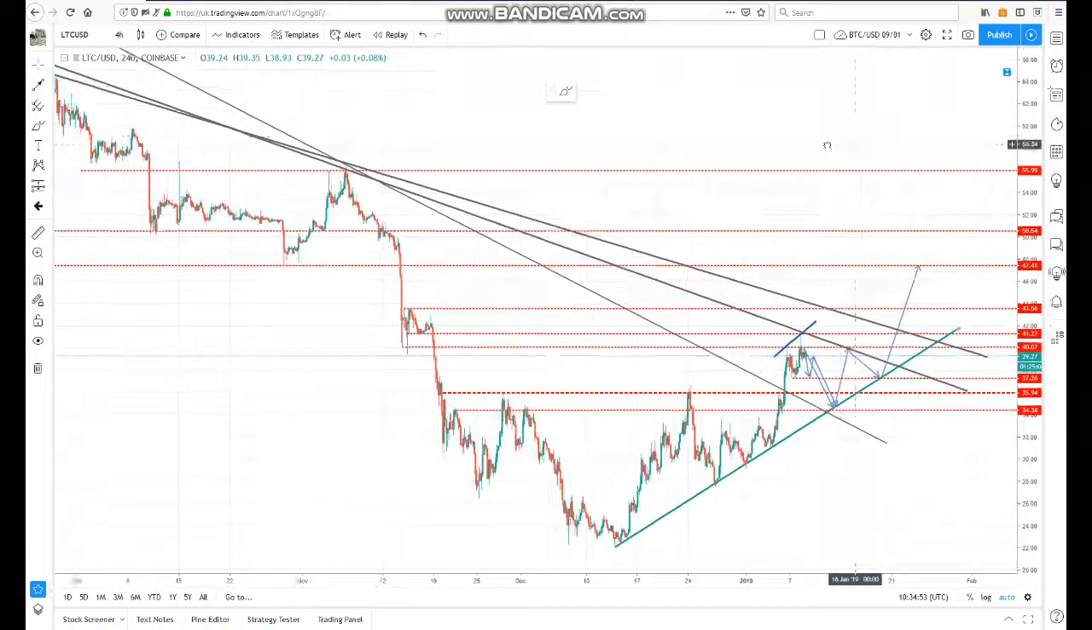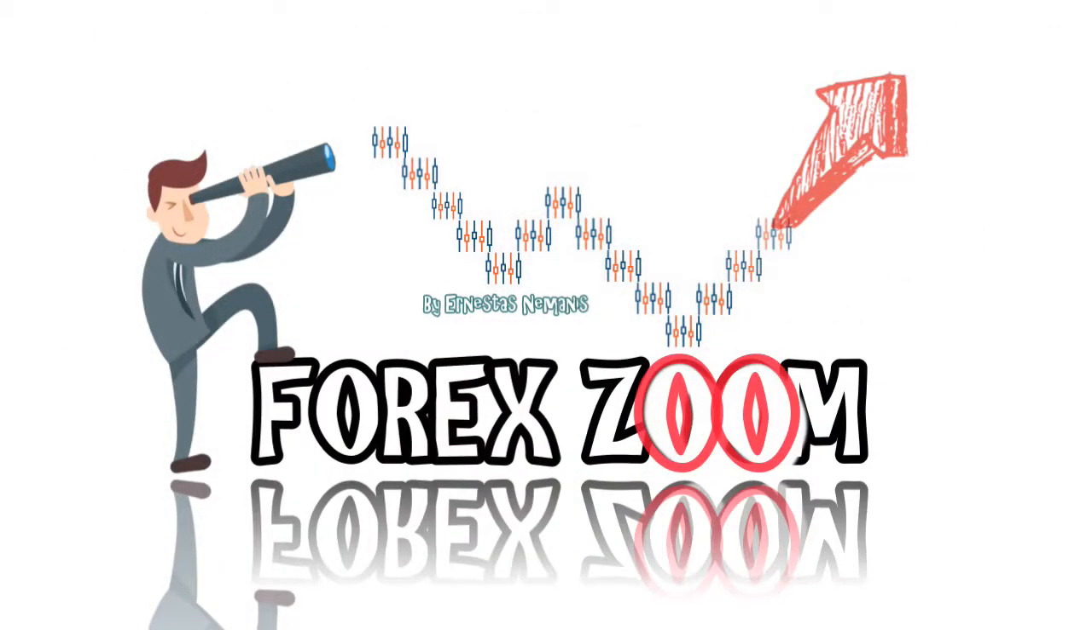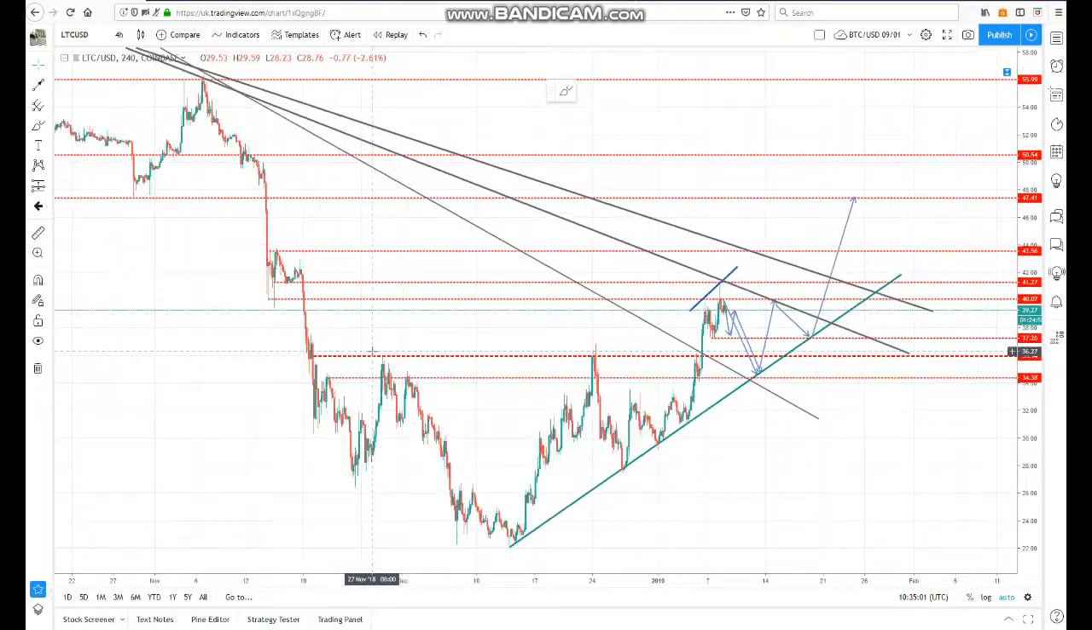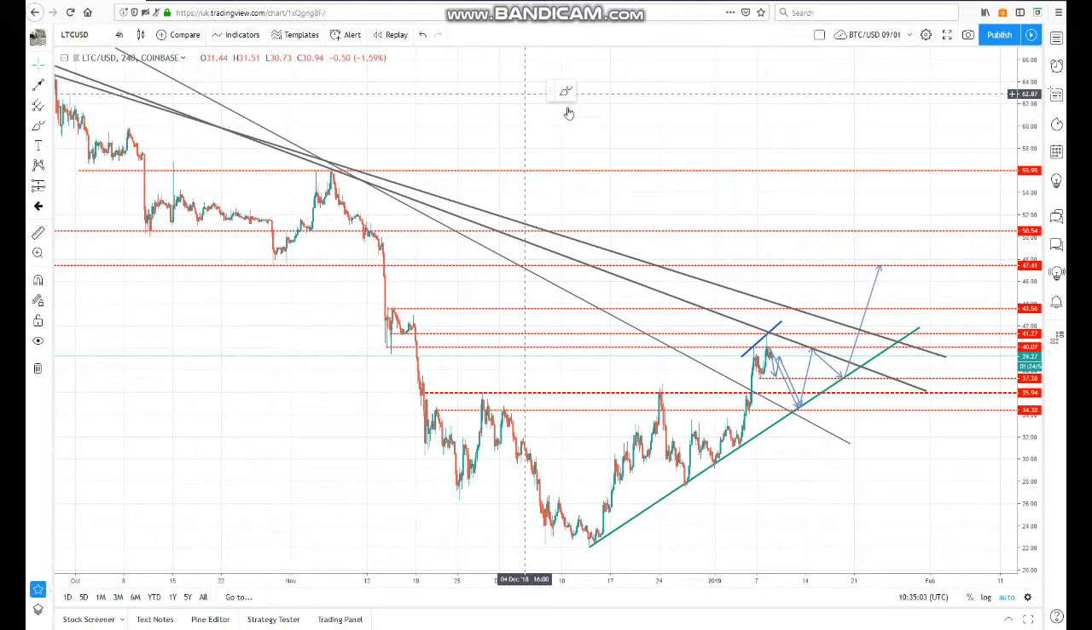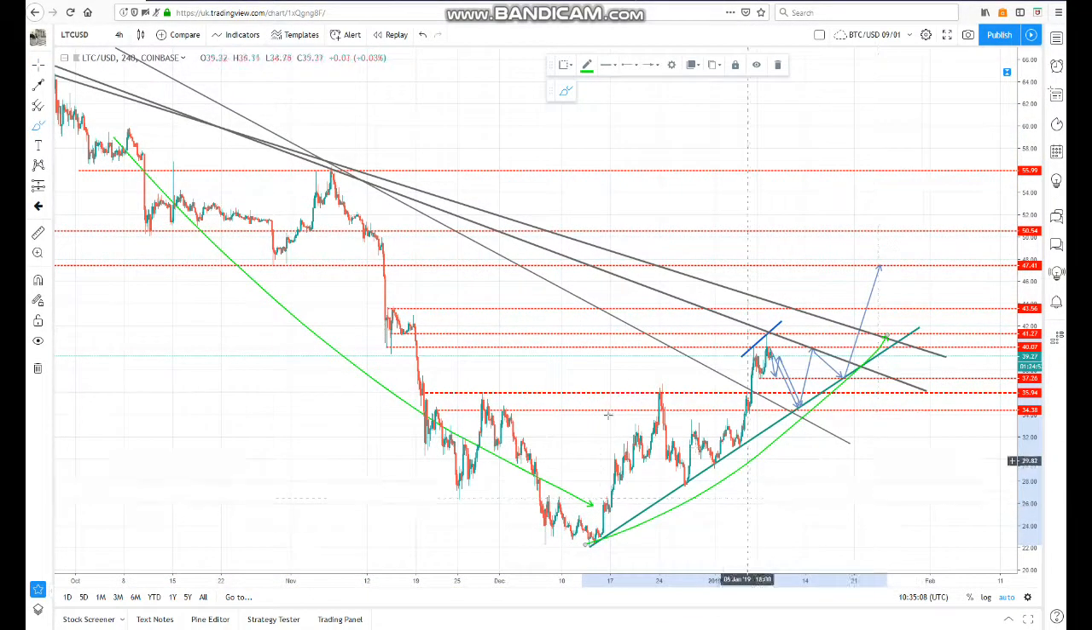Okay guys, I'm going to go quickly through this chart. It's Litecoin versus dollar. I marked what looks very important to me. At the moment we had a downtrend and now we have a pullback. We're heading to all these resistance zones, and at the moment we found a resistance zone just right here.